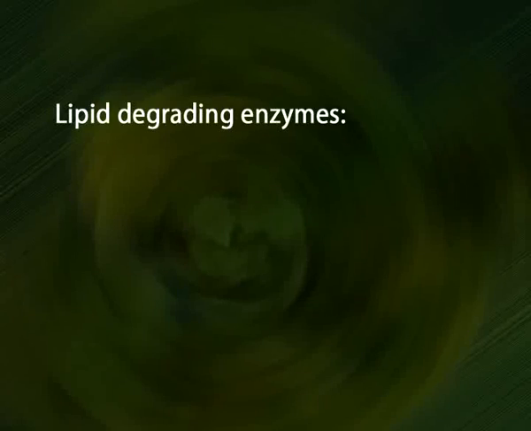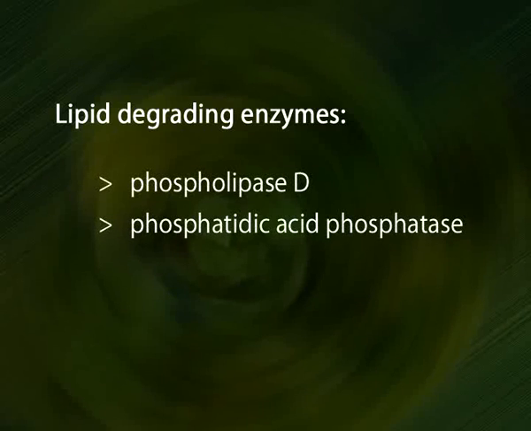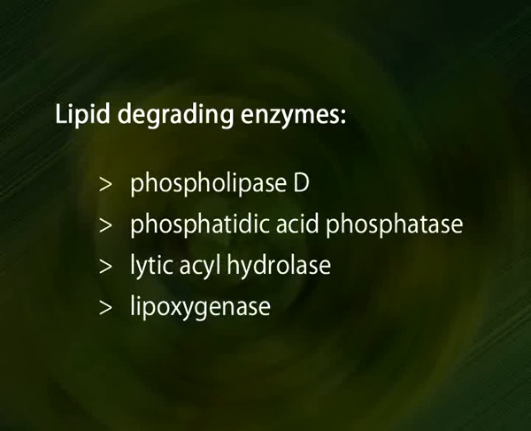Senescence-associated cysteine proteases, which accumulate in the vacuole, also play a role in protein degradation. Lipid-degrading enzymes such as phospholipase D, phosphatidic acid phosphatase, lipolytic acyl hydrolase, and lipoxygenase appear to be involved in hydrolysis and metabolism of the membrane lipid in senescing leaves. The decrease in the RNA levels is accompanied by increasing activity of several RNases.